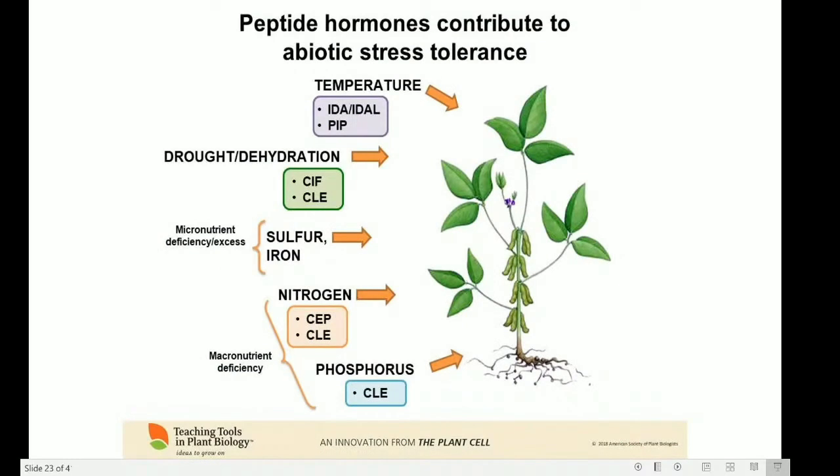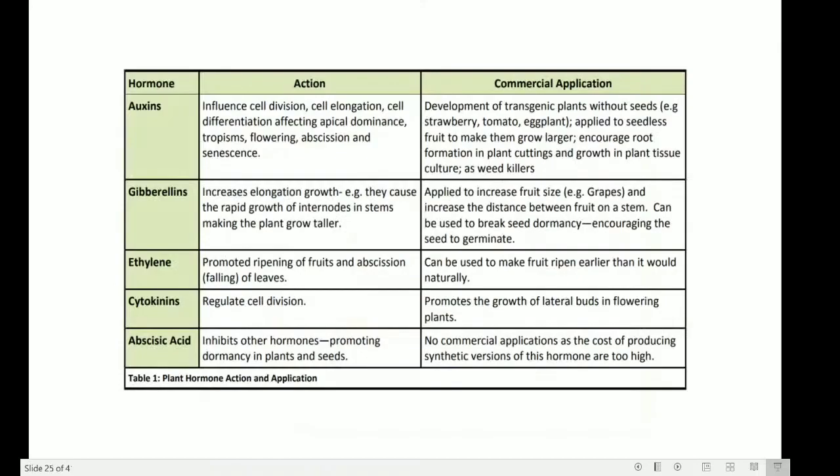Okay, the peptide hormones contribute to abiotic stress tolerance. For temperature tolerance they use IDA and IDL, PIP. These are all hormonal short forms. In the separate material, I will provide the explanation, as there are n number of hormones. Then another is dehydration. To avoid and maintain against dehydration, we use CIF and CLE. For sulfur maintenance, some hormones are there. For nitrogen maintenance, they use CEP and CLE. For phosphorus maintenance, they use CLE.